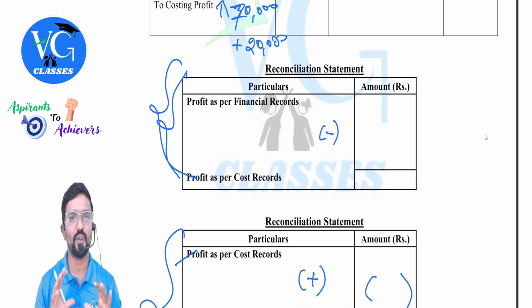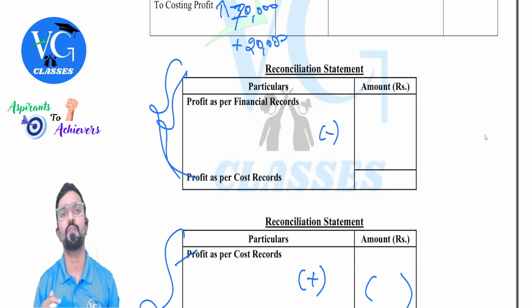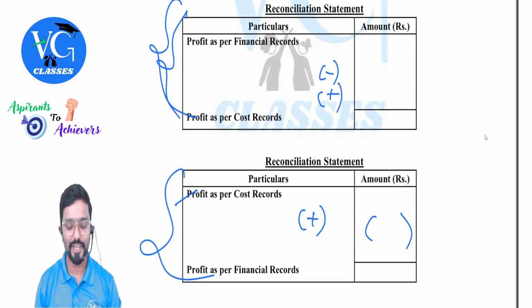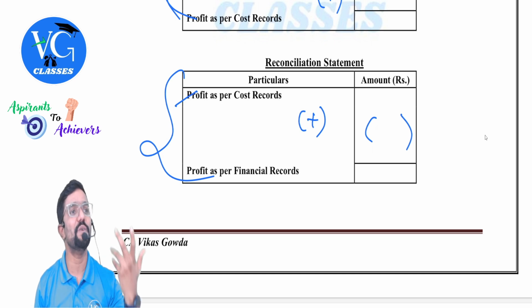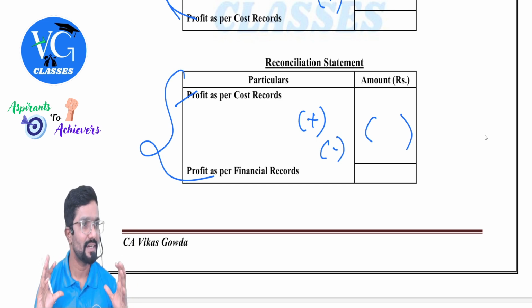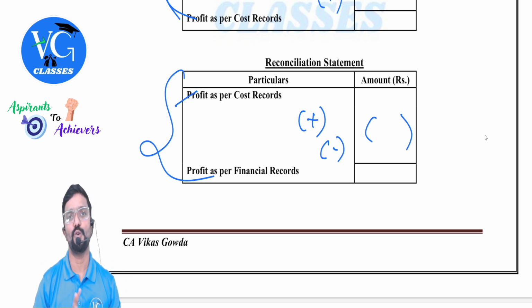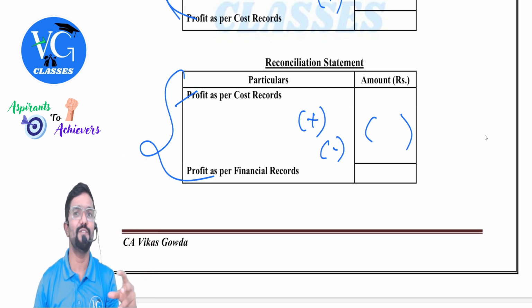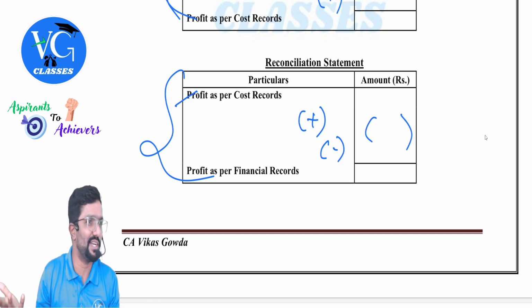So if my financial profit is the starting point, sir, it is understated. If I have to match it with the costing profit, what should I do? Add 20,000. If I start with costing profit, it is already overstated, sir. How will I match it with financial profit? Deduct it. Clear? So this is what you have to do, guys. First, decide what should be your base, either financial profit or costing profit. If they have given both in the question, it is your choice.